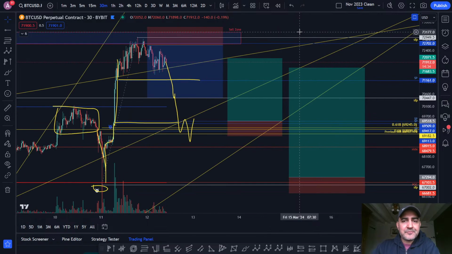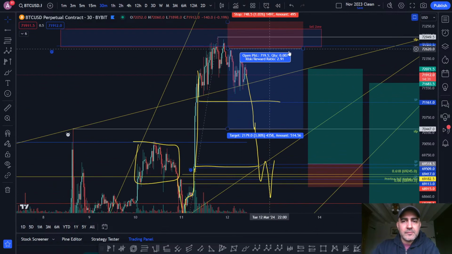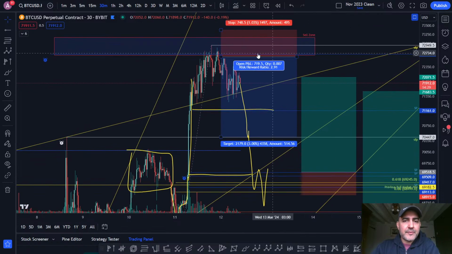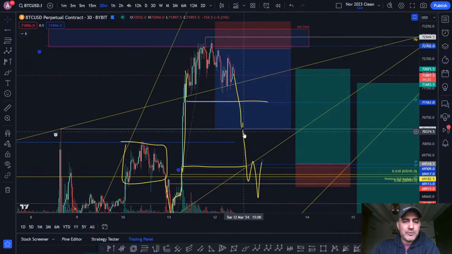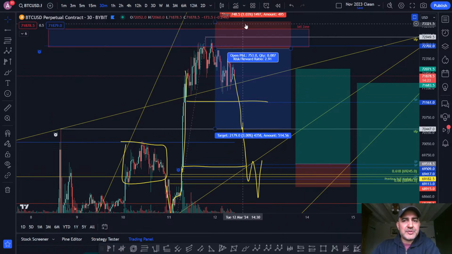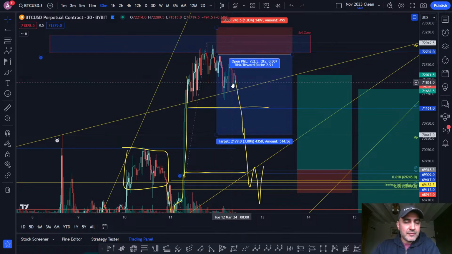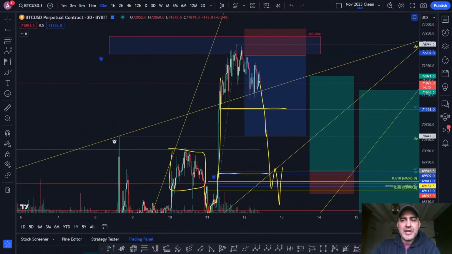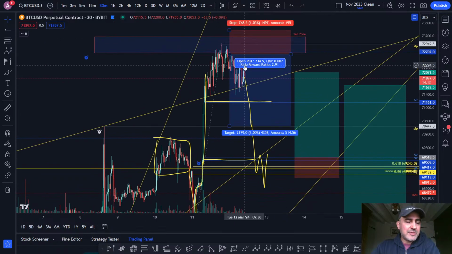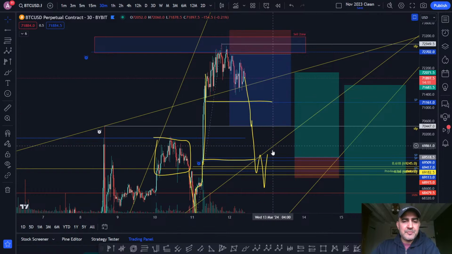I have a trade plan. This is it. This is my trade plan. I'm in a short, but I have a trade plan. I will take profit. I've only risked 1% of my trading account. I'm willing to lose 1% in this trade. So I have a trade plan. I have an invalidation. I have my take profit target.